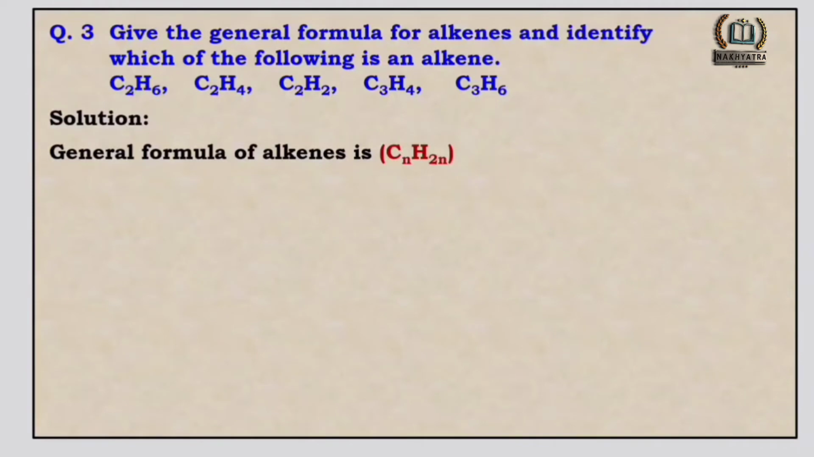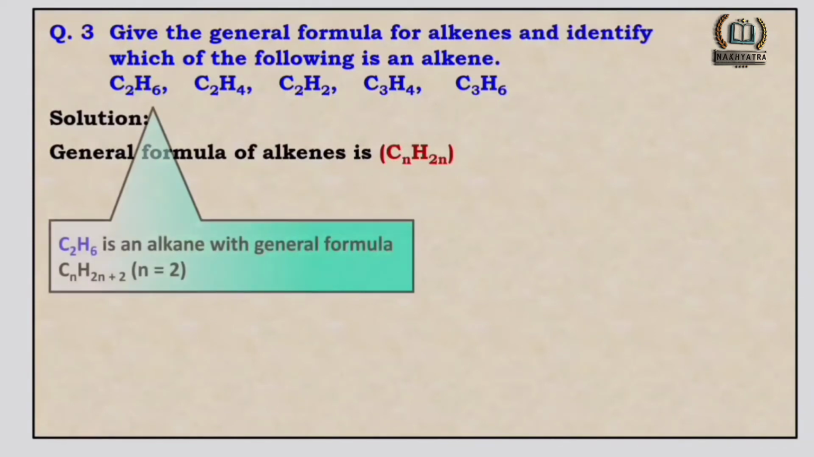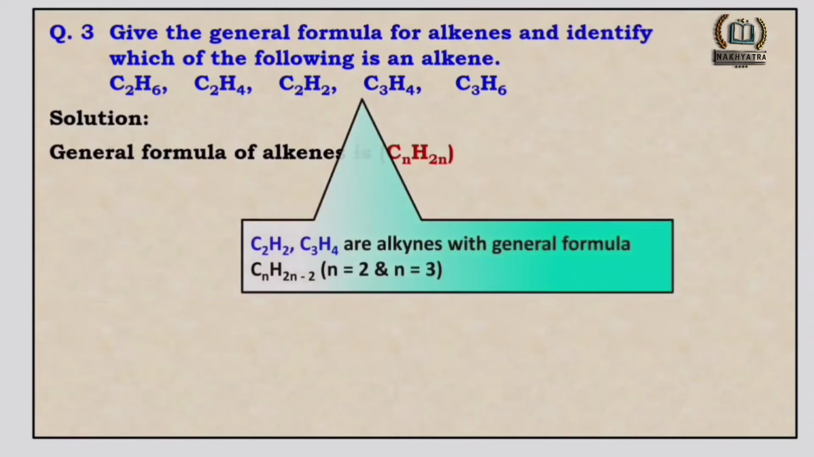Alright, now we have to identify which of the following is an alkene. So see here, C2H6 is our ethane, as we know, which is an alkane with general formula CnH2n+2, where n equal to 2. So it is not an alkene. Next, among these two, C2H2 and C3H4 are alkynes with general formula CnH2n-2, where n equal to 2 and n equal to 3. So these are also not alkenes.